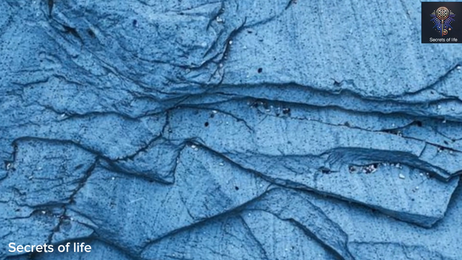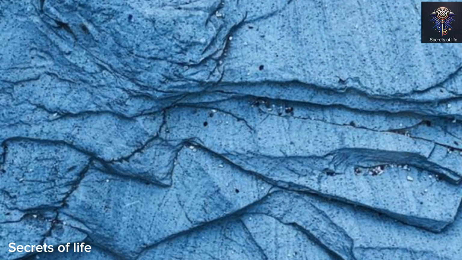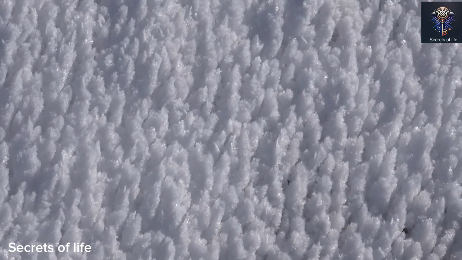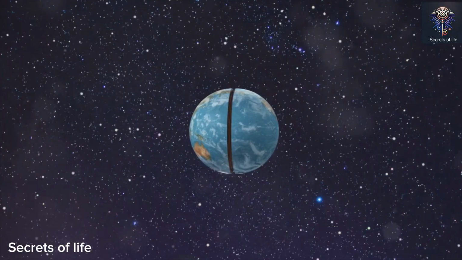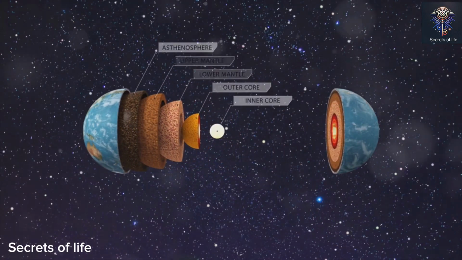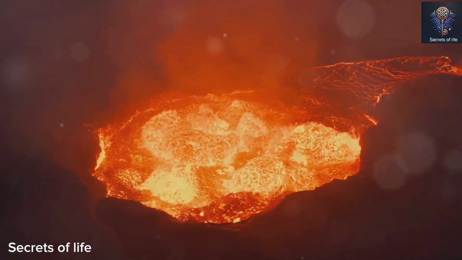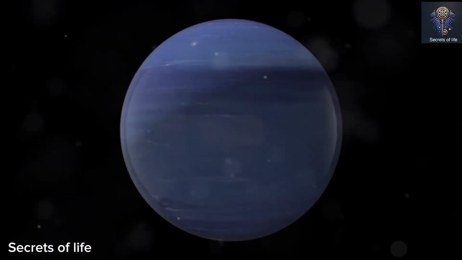Despite its fluid-like behavior, the lower mantle is still composed of solid rock. The minerals in the lower mantle are arranged in a more compact structure due to the immense pressure. This makes the lower mantle denser than the upper mantle. The lower mantle plays a crucial role in transferring heat from the Earth's core to the upper layers.